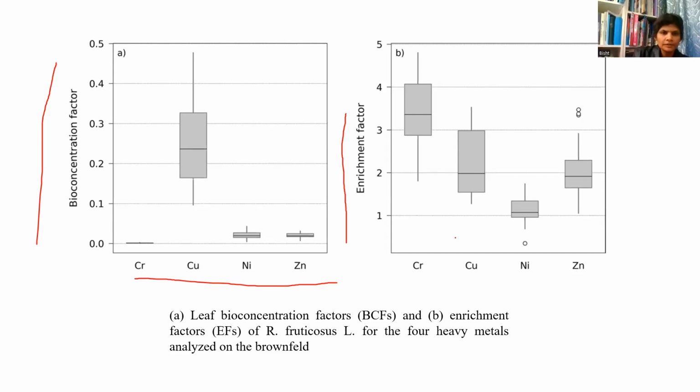Yeah, and what you can see is a jump, sorry, I've lost my pointer again. Oh yes, here. You can see that for chromium it's quite a big jump between the bioconcentration and the enrichment. Whereas for these it's not so much, but for chromium it's quite a lot.